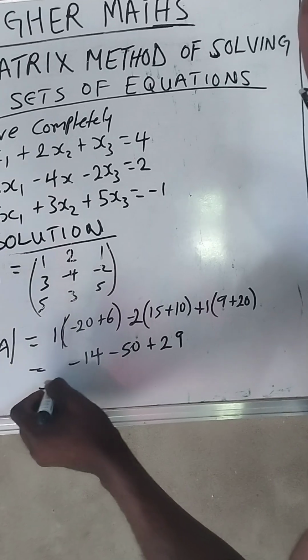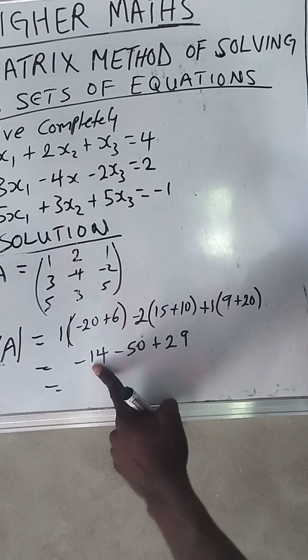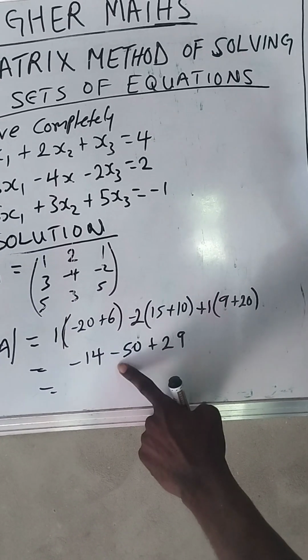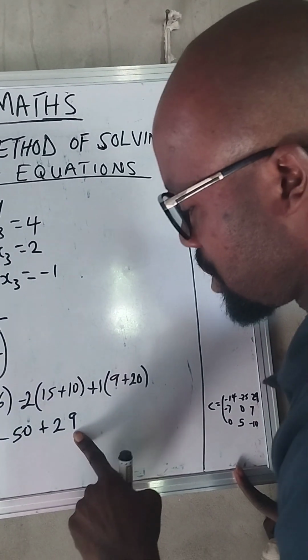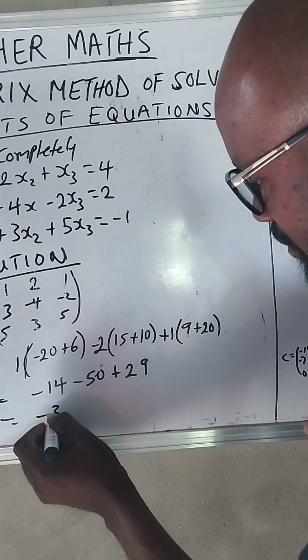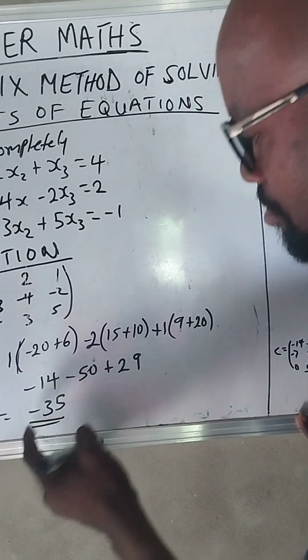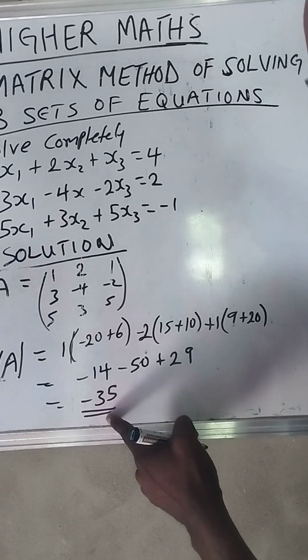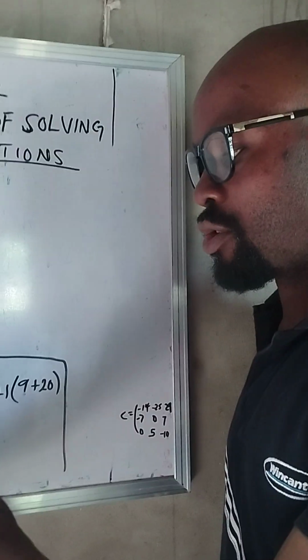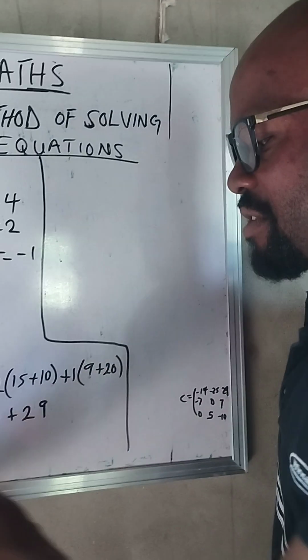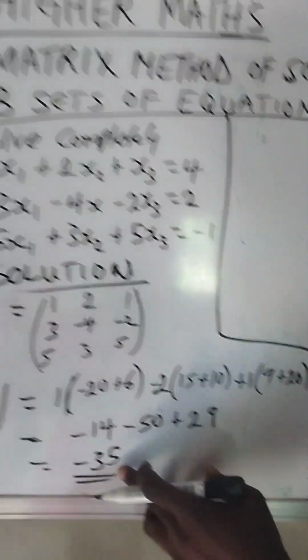So when you solve this, minus 14 minus 50 is minus 64. Minus 64 plus 29 is negative 35. So the determinant of the matrix is minus 35.